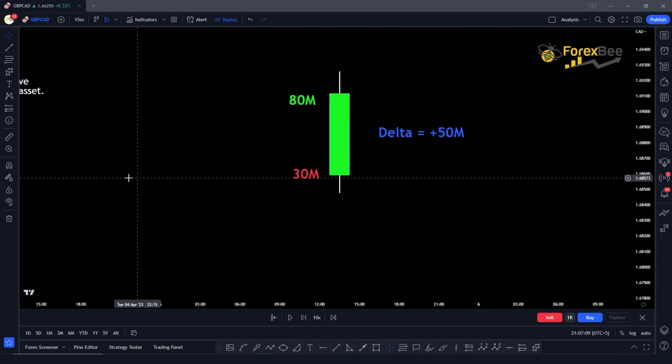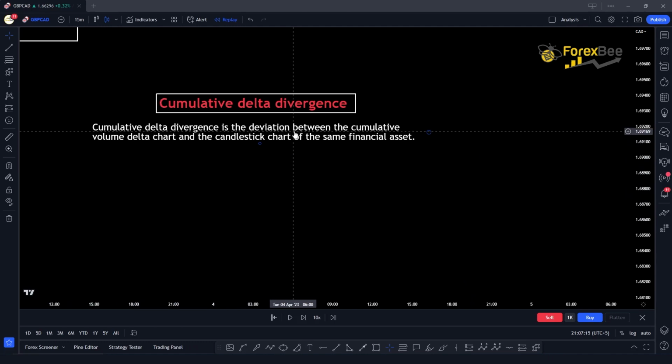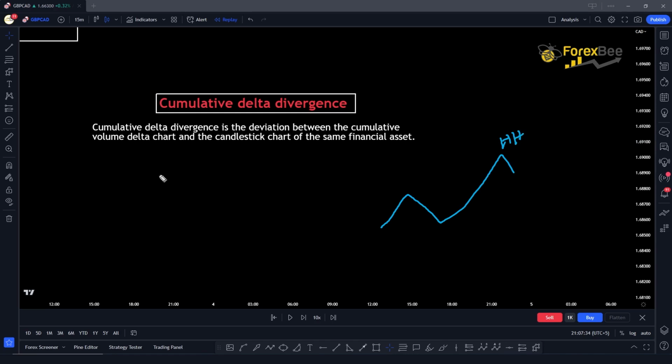Now let's go back to the definition, because now it will make more sense. As we said, cumulative delta divergence is the deviation between the cumulative volume delta chart and the candlestick chart. So for example, if the candlestick chart is making a higher high, like here you can see the formation of this higher high, and if we apply the cumulative volume delta indicator onto the chart, then the deviation will be when the cumulative volume delta is making a lower high in this case here. So as we can see, there is a formation of this higher high, but when we look at the cumulative volume delta indicator, it will be making a lower high.